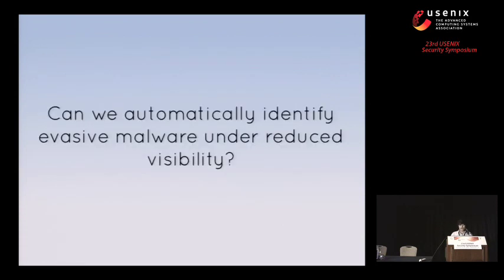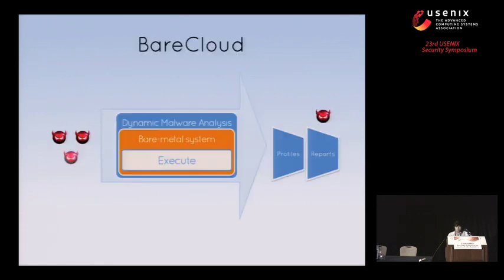So at this point, we ask the question: can we automatically identify evasive malware under this reduced visibility? The idea is that we just want to identify whether a sample is evasive or not. We may have less information to actually understand how it's evading the system, but if we can detect that some sample is evasive, a malware analyst can always go back and manually analyze it to understand how it is evading the system. So to answer this, we present BareCloud.